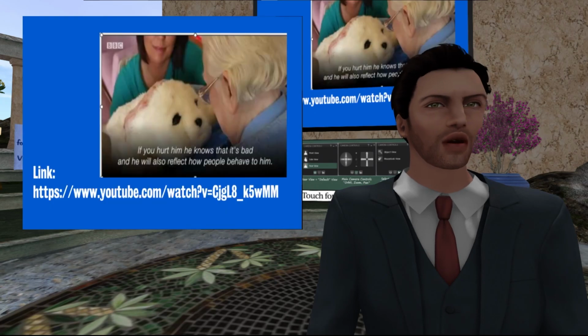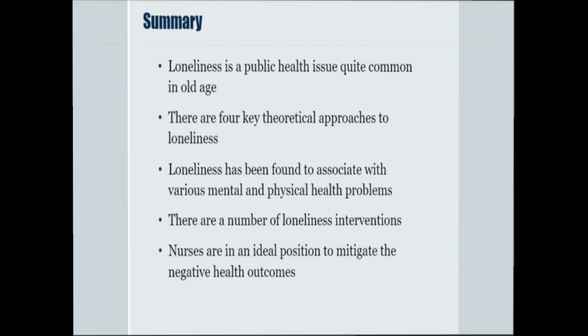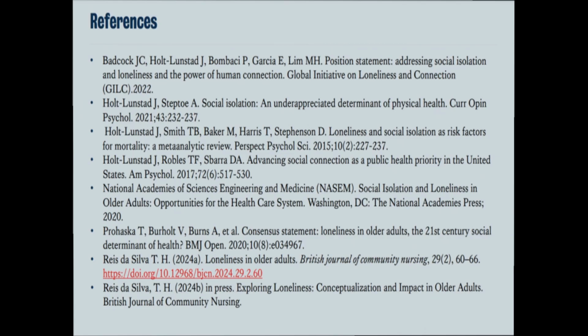And this is very briefly the summary. Definitely loneliness is a public health issue. It needs to be addressed. We discussed the 4 key theoretical approaches. We discussed the physical, mental, social problems that it can bring to our health. And there are multiple loneliness interventions and assessments. And it is our role socially to support everyone.